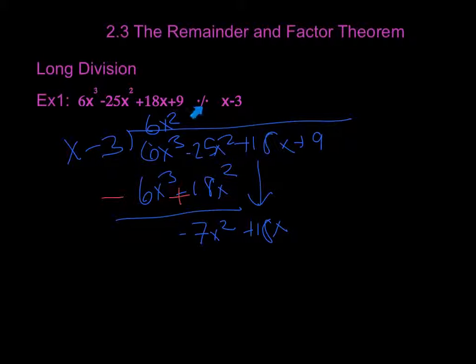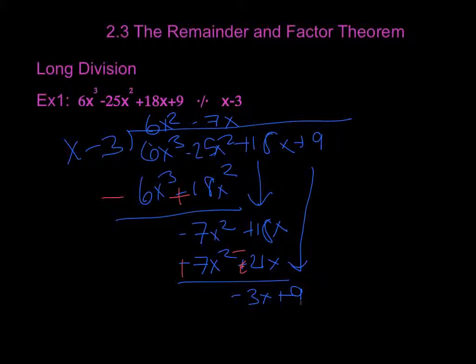And then again, what times x gives me negative 7x squared, which would be a minus 7x, multiply. Negative 7x times x gives me negative 7x squared. Negative 7x times negative 3 is positive 21x. Change the signs. This becomes negative. That gives me a positive 18, and a minus 21 gives me minus 3. Bring down the last one.